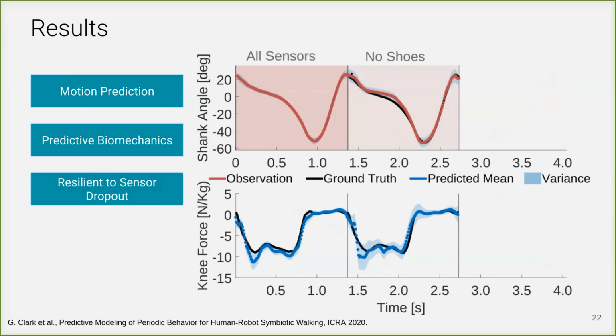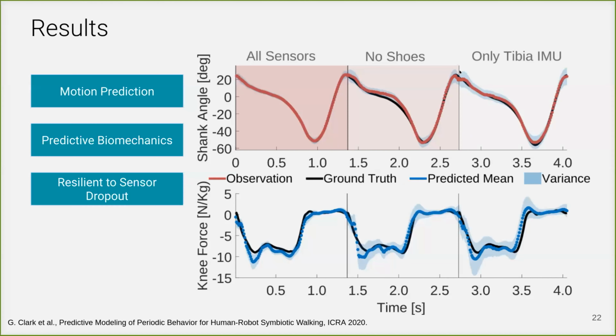Now, if we drop some of the values from our sensor, in this case the shoe information, you can see that the prediction degrades and the variance grows, but it's actually still a graceful degradation. Even if we only have a single piece of information, that's the IMU from the tibia, we can still predict the visible, or at least the non-hidden information really accurately. And in this case here, this knee force is actually a hidden variable. Even for the hidden variable, we can create really accurate predictions, or fairly accurate predictions, but the variance is going to grow.